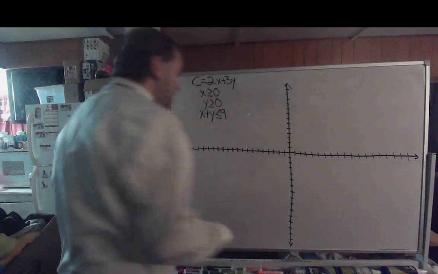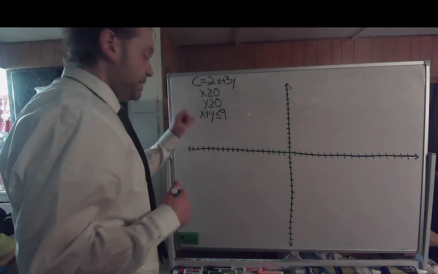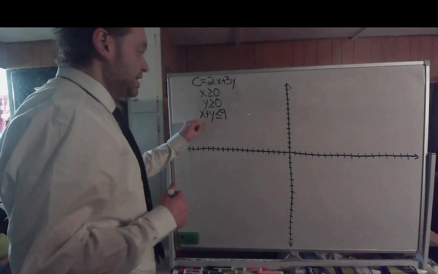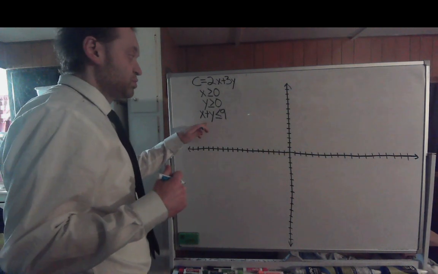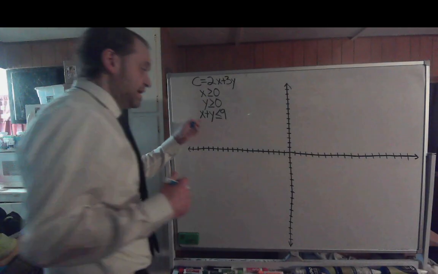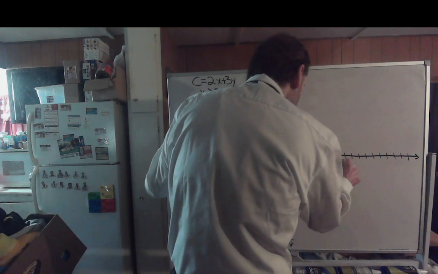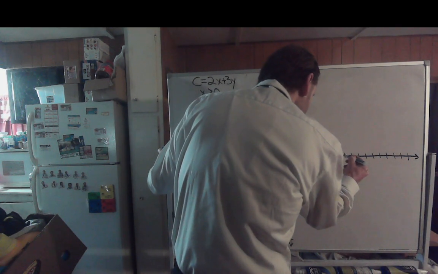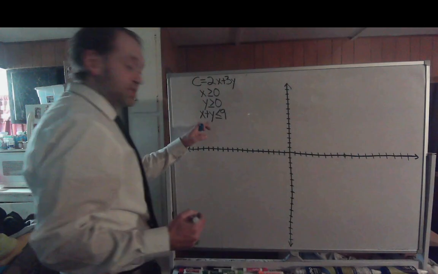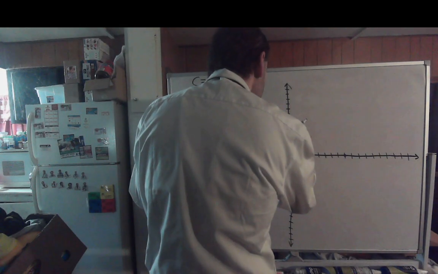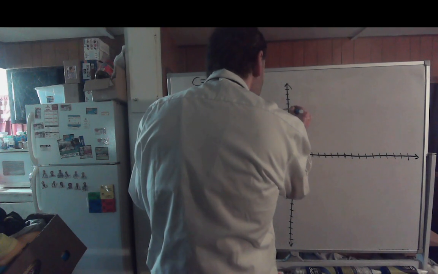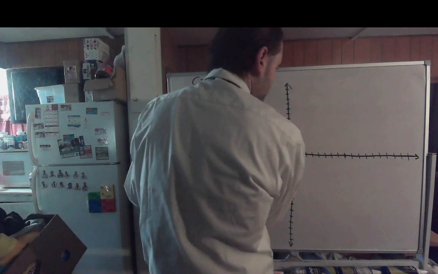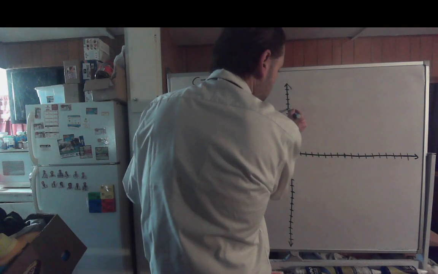So let's figure out the x-intercept and y-intercept. X-intercept, of course, would be at 9, 0. 1, 2, 3, 4, 5, 6, 7, 8, 9. Solid dot there since it's equal. The y-intercept would be at 0, 9. So 1, 2, 3, 4, 5, 6, 7, 8, 9. And then, of course, you'll just draw a solid line to connect them.